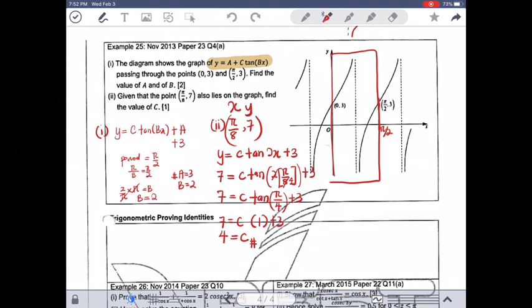I hope that you understand how to answer questions involving sketching of the graph of trigonometric functions. In the next video we will focus on proving trigonometric equations or doing problem solving involving trigonometric functions. Alright, that's all for today.